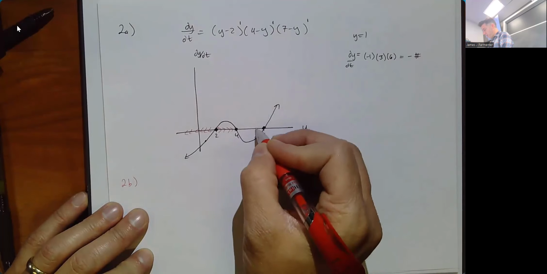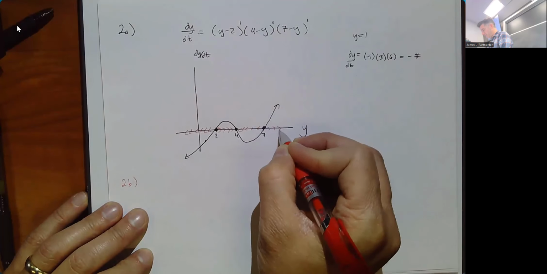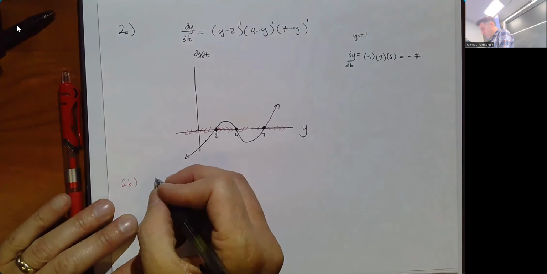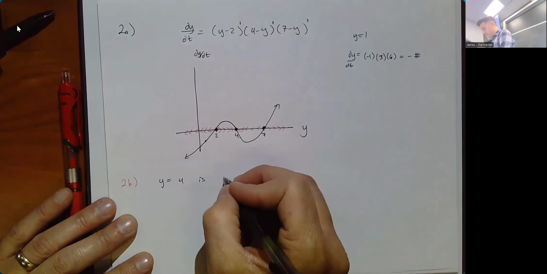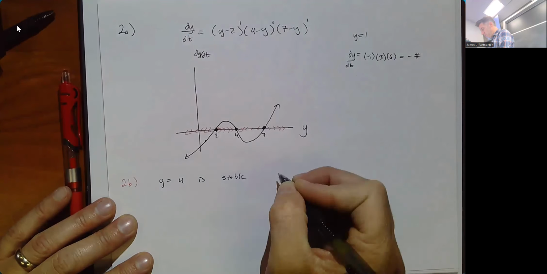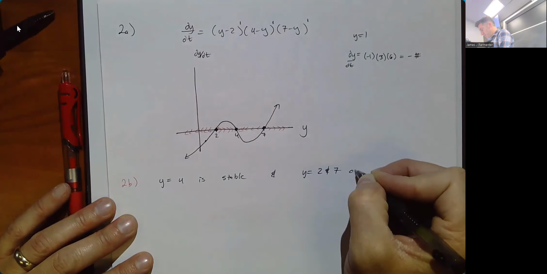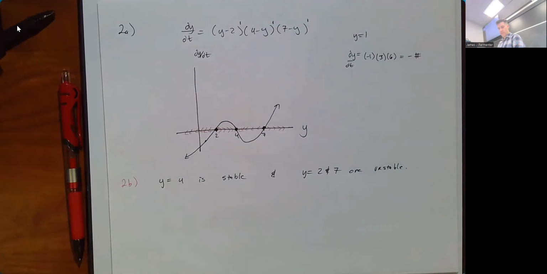And if you're below, they point to the left. And if they're above, they point to the right. So that means that y equal to 4 is stable, and the other two are unstable. So now, 2C.